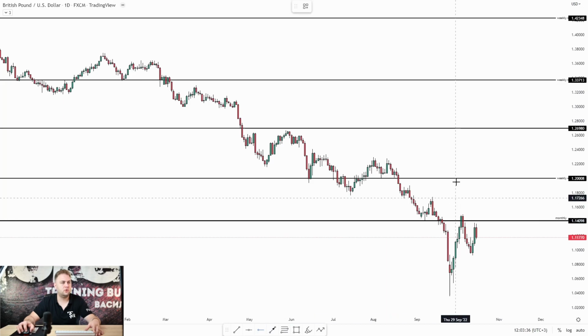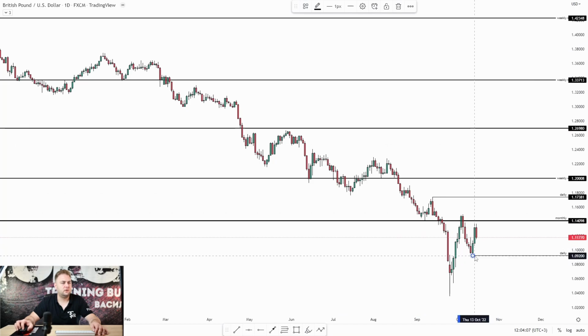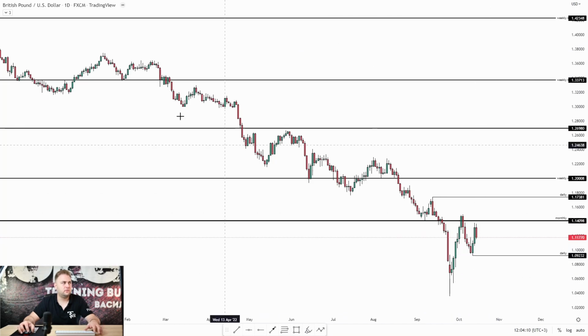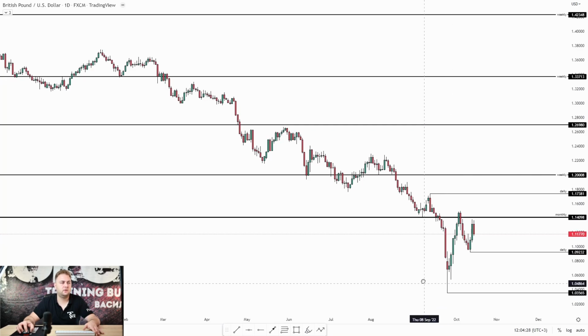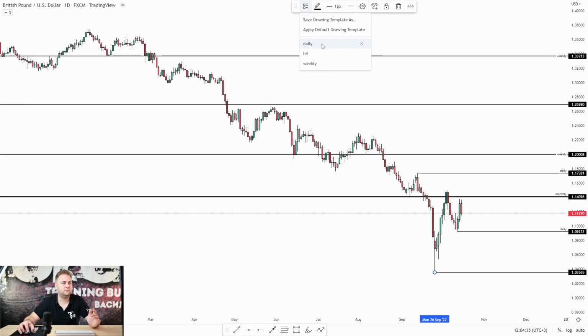In this case, I'm gonna use the horizontal ray, and here you can see this is a high where it's not near the weekly or the monthly level. So this is our daily level of resistance. Okay, we can make another one here, because on this low we don't have a weekly or monthly level. And the last one is here, which is the lowest point on this currency pair ever. Okay, this is again our daily level.